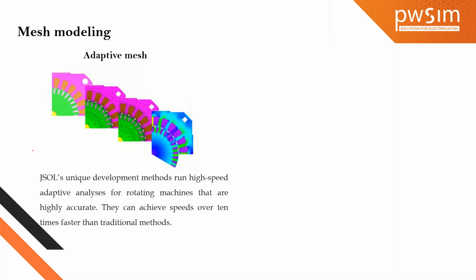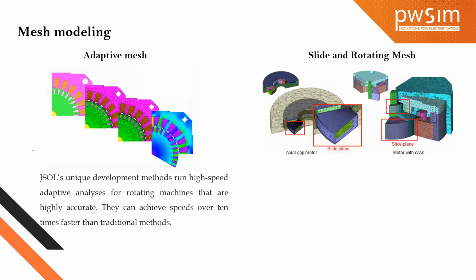JMAG's unique development methods run high-speed adaptive analysis for rotating machines that are highly accurate. They can achieve speeds over 10 times faster than traditional methods. Using adaptive can achieve 10 times faster than the traditional methods of the machine technology, which was developed in JMAG. So also we have a slide and rotating machine mesh for the rotating machine.